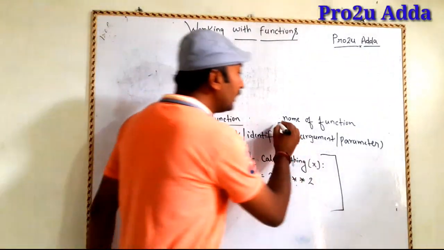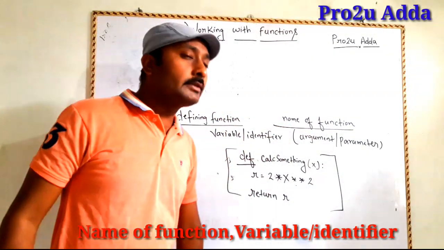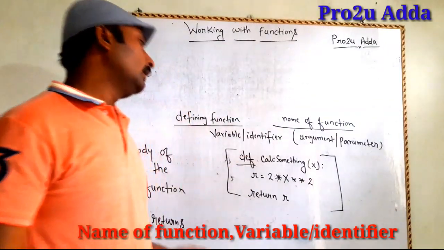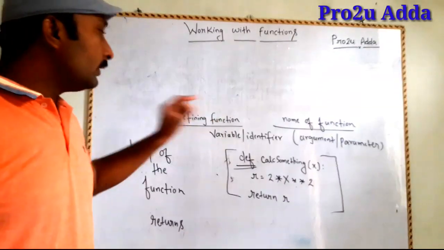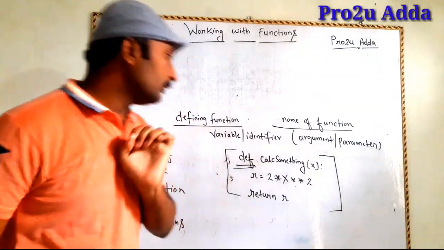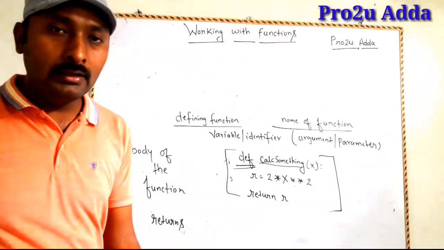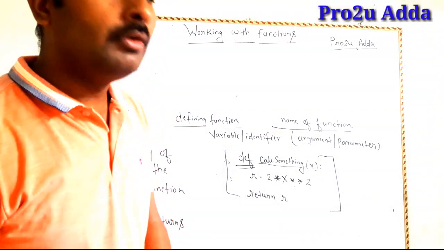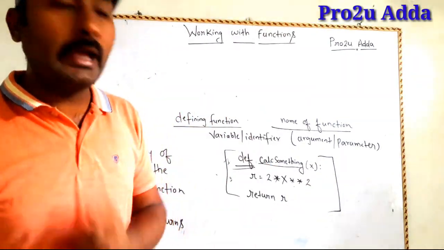Now we have to mention the name of a function and then a variable or identifier required for accepting data. Here the def word is used. Def is used to define any function. Then we have to mention a function name. It can be anything, it doesn't mean that you will write your own name. It should not be a proper noun.